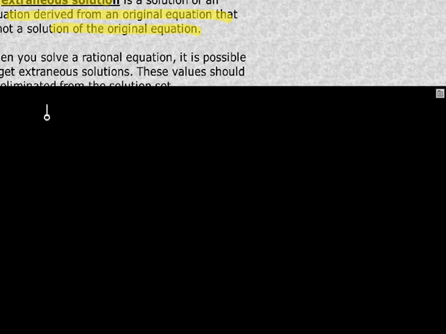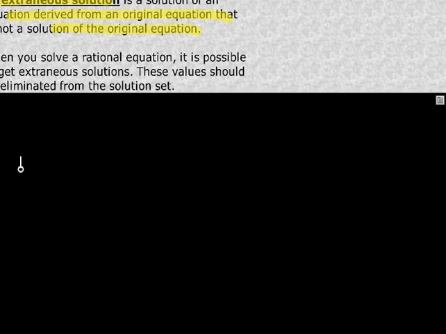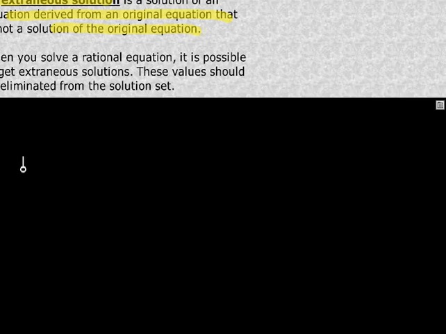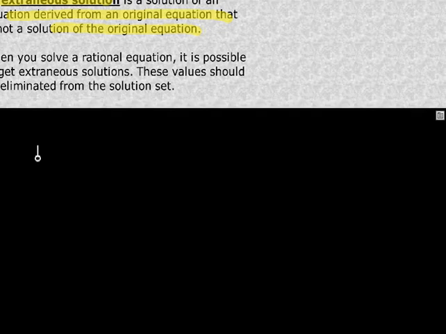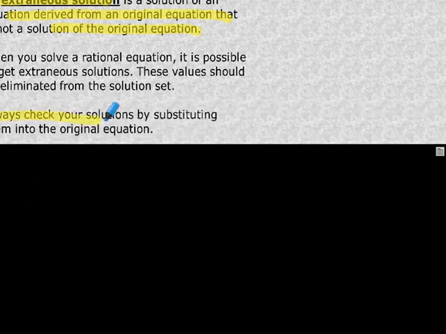So when you solve a rational equation, it's possible to get an extraneous solution. These values should be eliminated from your solution set. So as I said before, always check solutions by substituting them into the original equation.